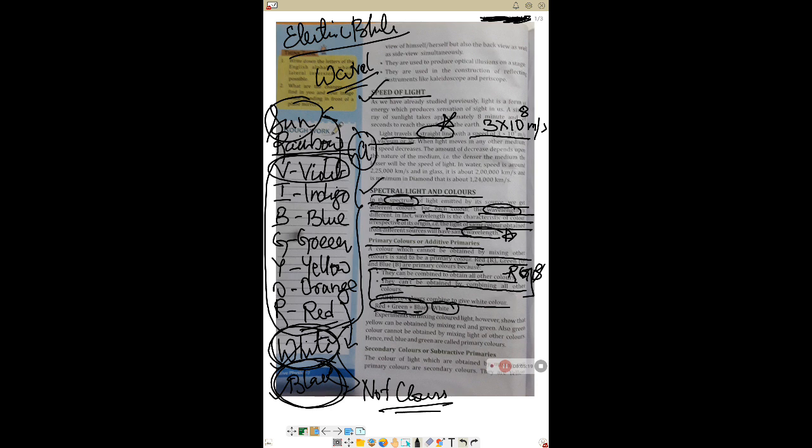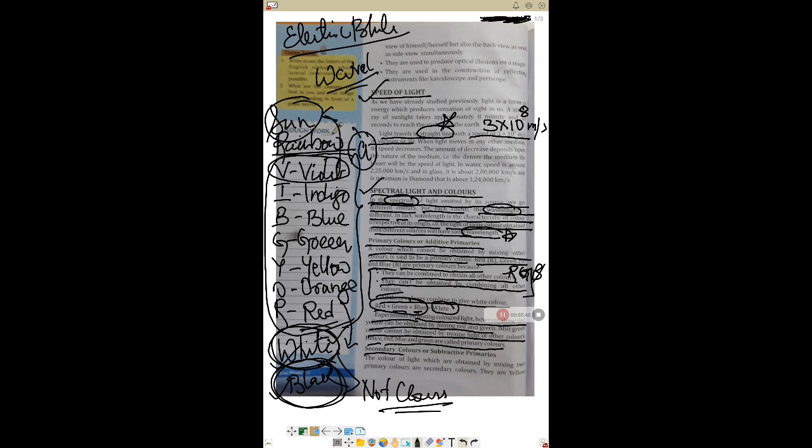You get white. Understand? So experiments on mixing colored light, however, show that yellow can be obtained by mixing red and green. Also, green color cannot be obtained by mixing light of other colors.